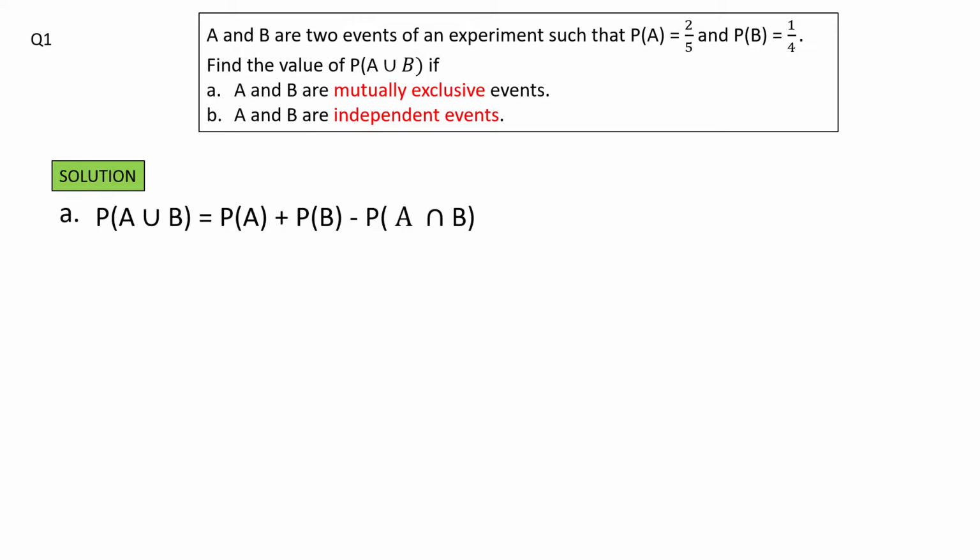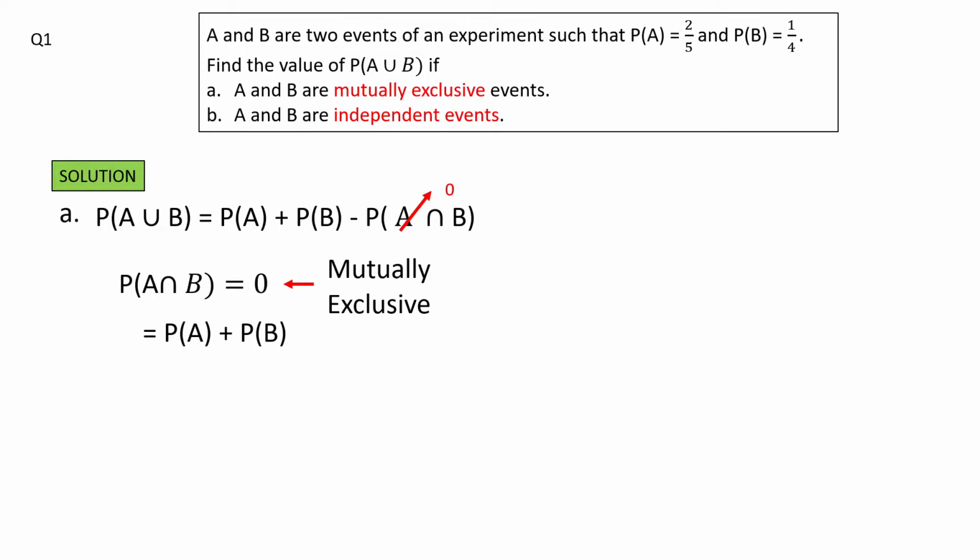Okay, so let's see the formula. The formula for finding probability A union B equals probability A plus probability B minus probability A intersect B. Since the events given, A and B, are mutually exclusive events, the probability A intersect B equals 0. Now you can rewrite the equation as probability A plus probability B. You have the values of probability A and B, so substitute into the formula and get the answer.